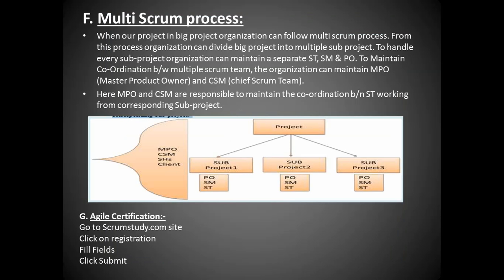If it is a multi-scrum process, for example if our project is big, an organization can follow this multi-scrum approach. With this process, the organization can divide a big project into multiple sub-projects. To handle every sub-project, the organization can maintain a separate Scrum team, Scrum Master and PO. To maintain coordination between multiple Scrum teams, the organization can maintain an MPO, meaning Master Product Owner, and a CSM, Chief Scrum Master. Here the MPO and CSM are responsible for maintaining the coordination between the Scrum teams working on the corresponding sub-projects.